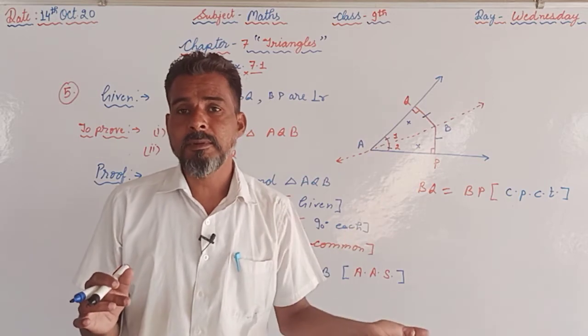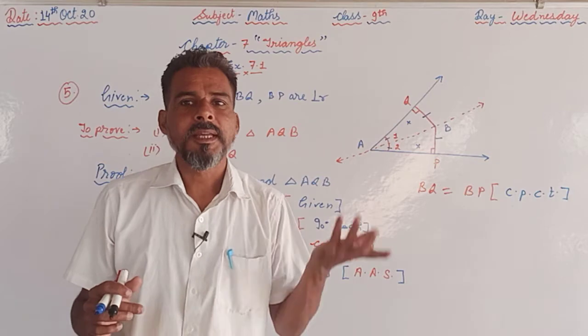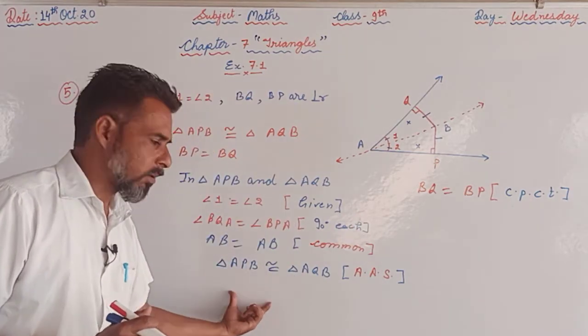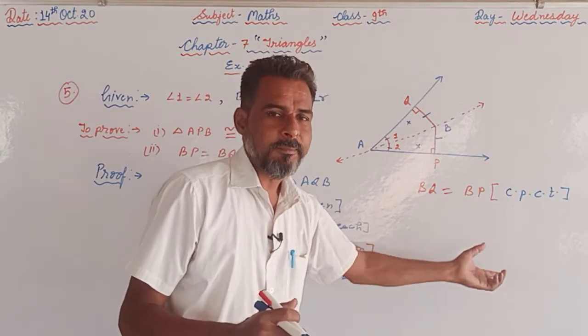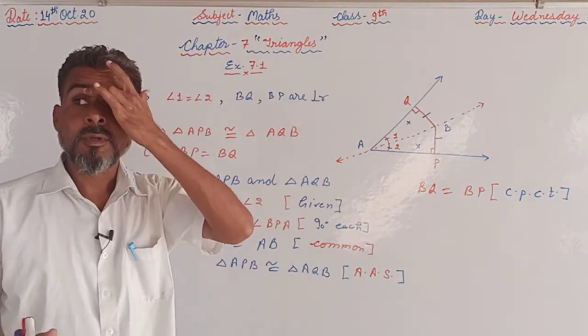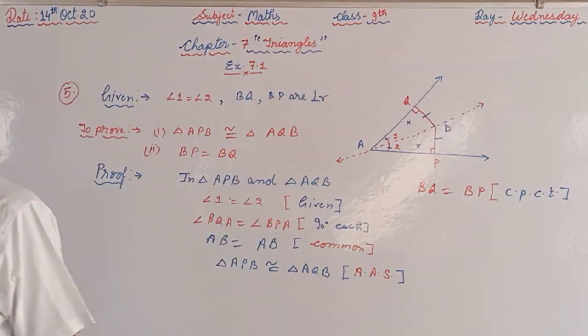Their angles should be equal. Which angles? Corresponding angles, and their corresponding sides should also be equal. So we have proved that the triangles are congruent, then we can say that their corresponding sides will also be same. So that's why we are writing BQ is equal to BP.